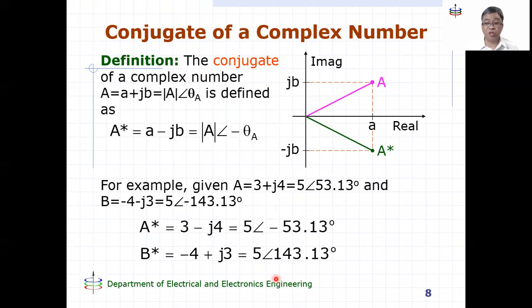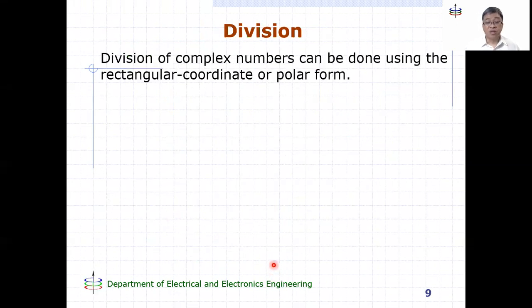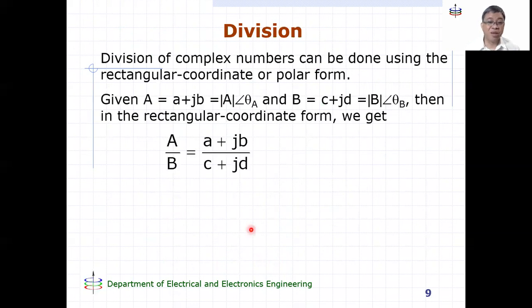And now we're ready to proceed with division of complex numbers. Division of complex numbers can be done using rectangular or polar form, either way. But I guess you know where it's going. It's actually easier to do it in polar form. Let's start with rectangular form. So A in rectangular form is a plus jb, B is c plus jd. We divide these two together.